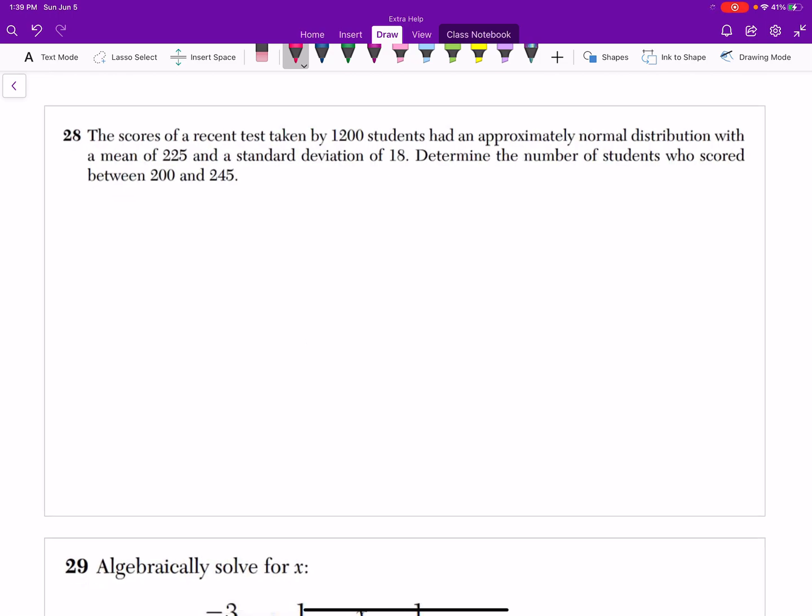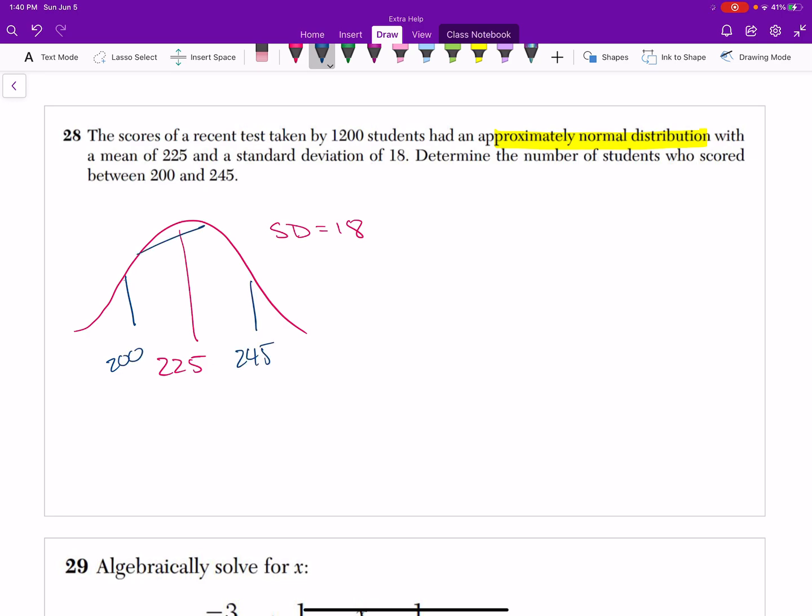The scores of a recent test taken by 1,200 students had an approximately normal distribution with a mean of 225 and a standard deviation of 18. Determine the number of students who scored between 200 and 245. Normal distribution means we're using our normal curve. The mean goes down the middle, 225. A standard deviation is 18. And we want to see who scored between 200 and 245.